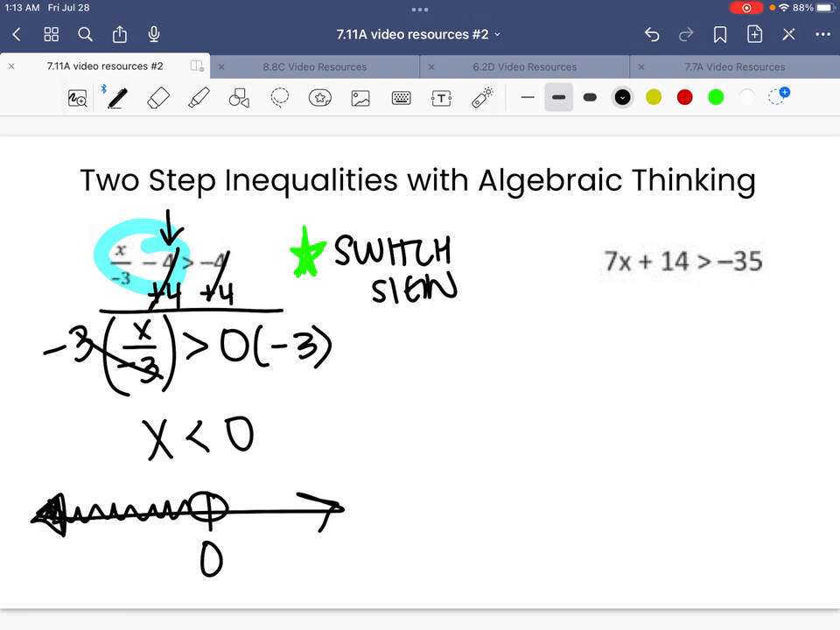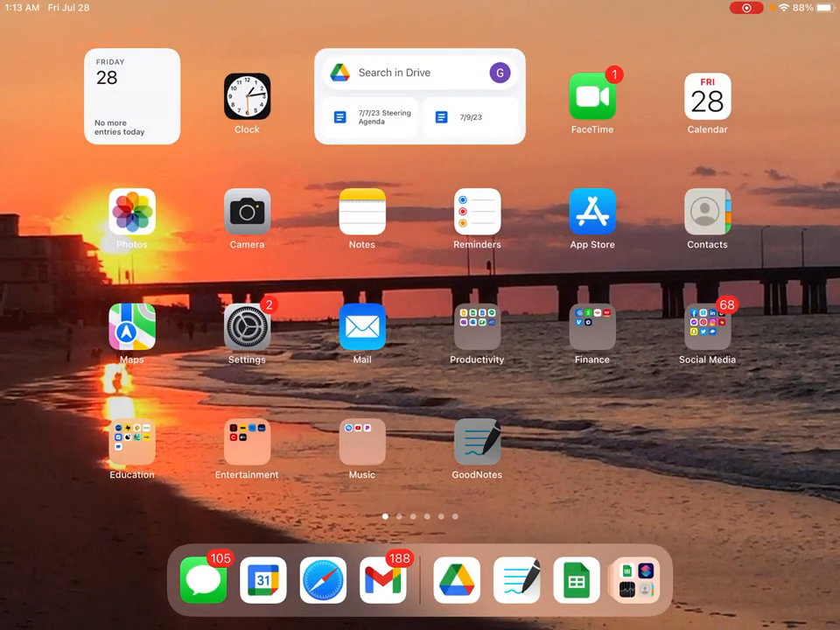All right, our next example is 7x plus 14 is greater than -35. So again, taking a look at that side that has the variable, that is where I will begin to create my 0 pairs. So my units of +14 will cancel out with -14, which I need to put on both sides.